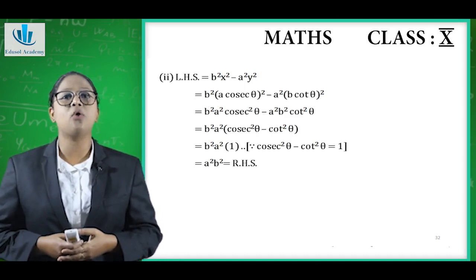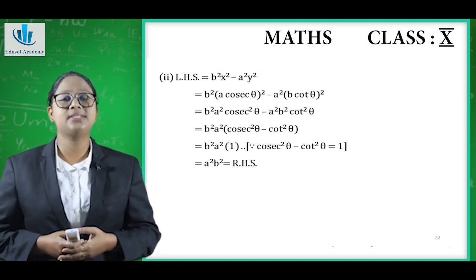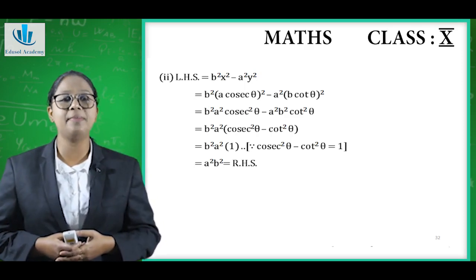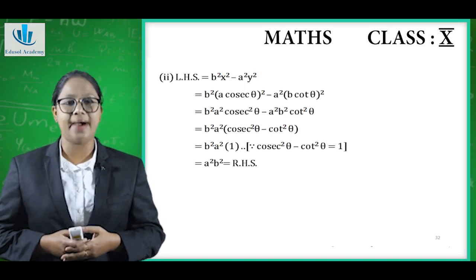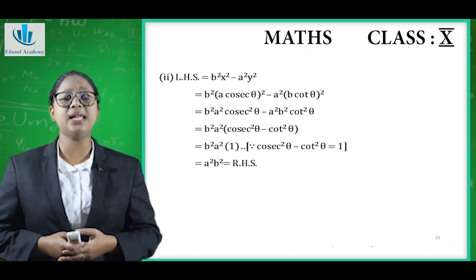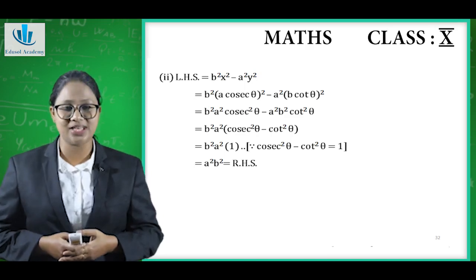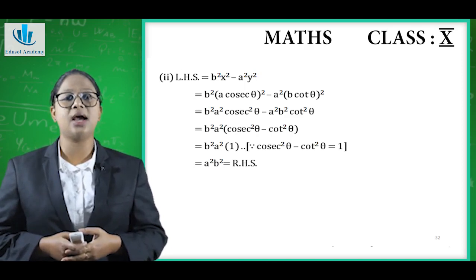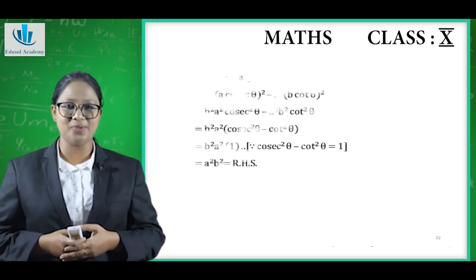Similarly, put the value of x as a cosec theta and y as b cot theta, and substitute it in the LHS. We can do the same thing and we will get a square b square into cosec square theta minus cot square theta. Again, as per the identity, 1 plus cot square theta is equal to cosec square theta, or cosec square theta minus cot square theta is 1. So we are left with a square b square, hence proved.